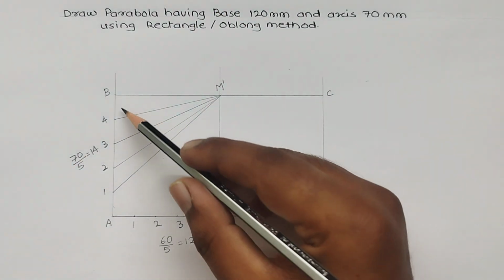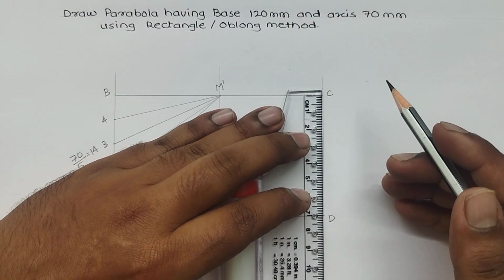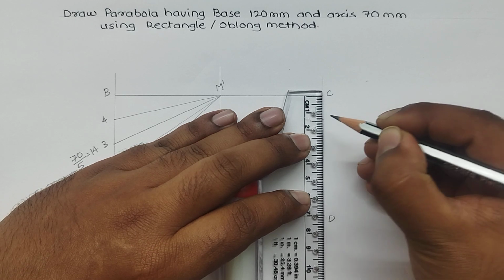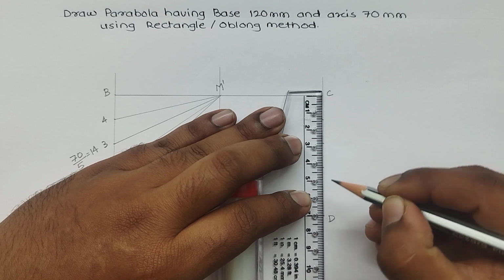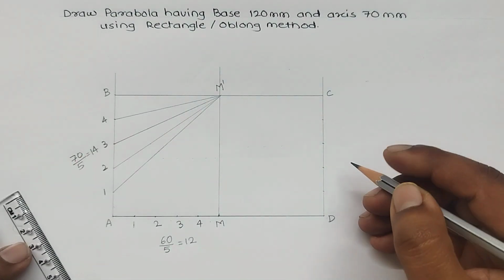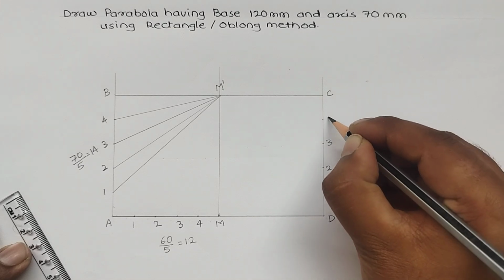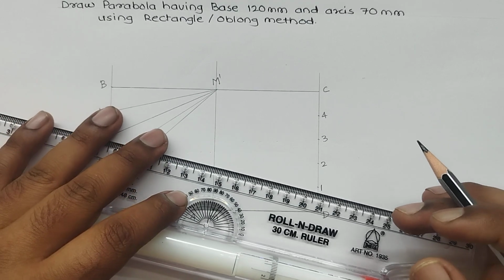You can do the same exercise on the other side also. So I will make 5 equal parts, 14 mm. Name it in the same way, 1, 2, 3, 4. I have to connect through point M.